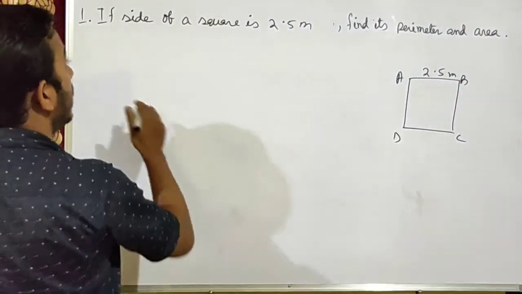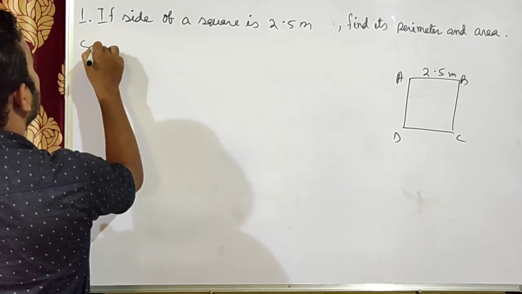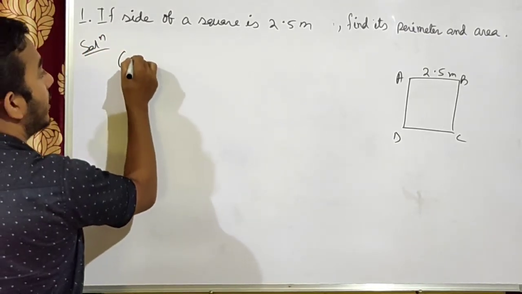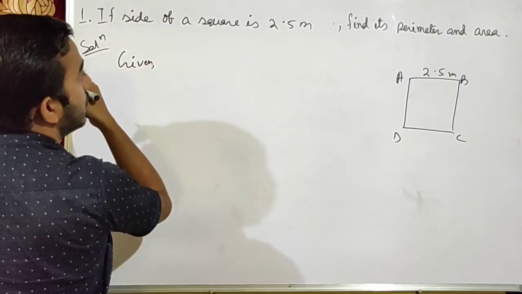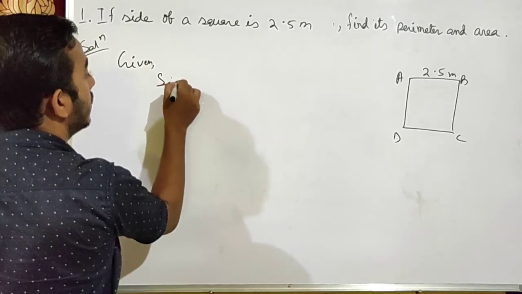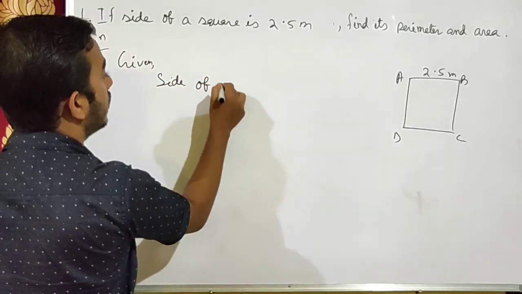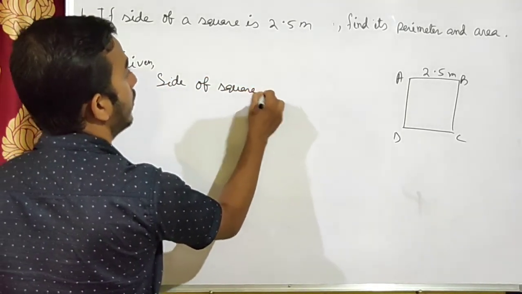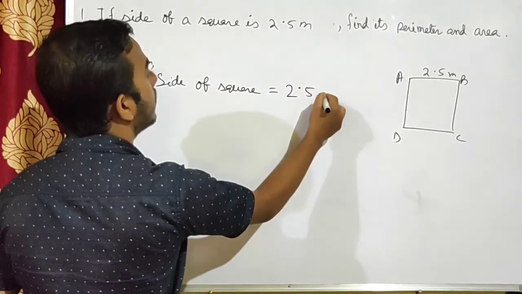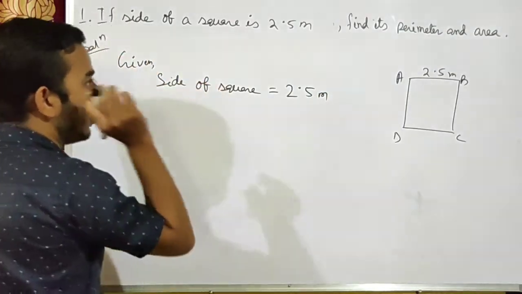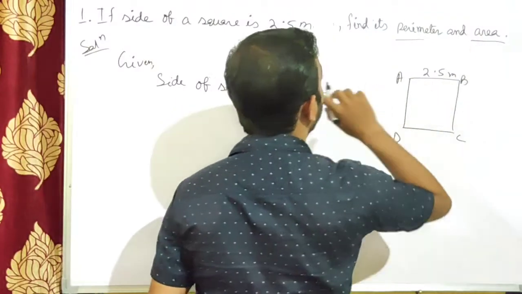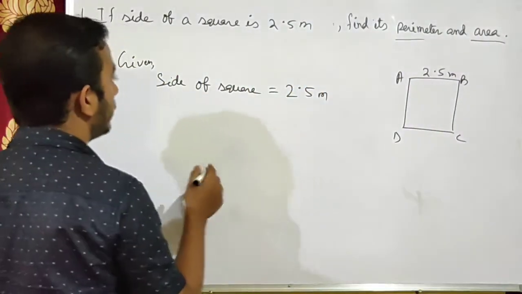Okay, so the first thing we will do is we will write the information given in the question. The information is, side of square is 2.5 meters. So that is given: side of square equals 2.5 meter. Clear? Okay. Now first we have to find two things. One is perimeter and another is area. So first we will write number 1.